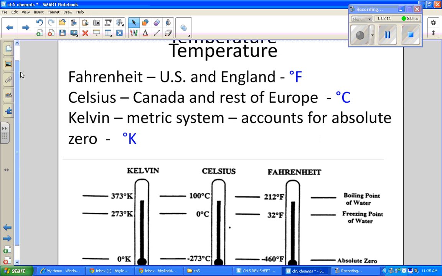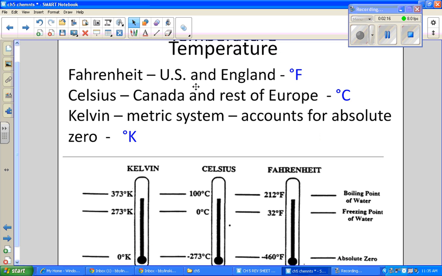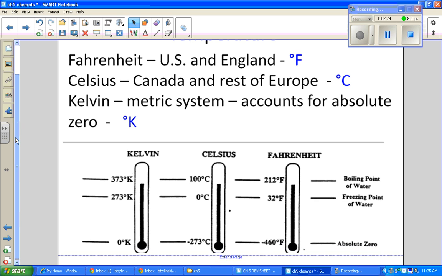Alright, now here's temperature. If you watch the weather, you will hear temperature given in Fahrenheit. In other countries and in our science lab, your thermometers measure Celsius. And then we have what's called Kelvin, which is what the metric system uses. You will use Kelvin later in our gas law chapter, but right now we would just like you to understand what this means and why it's important.